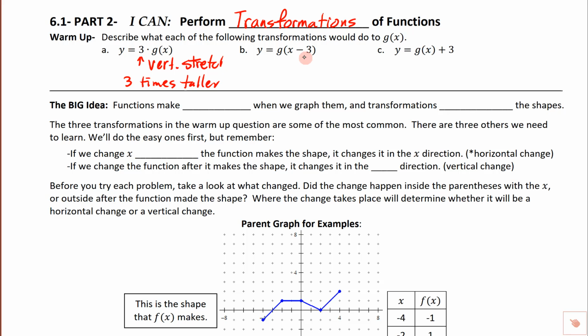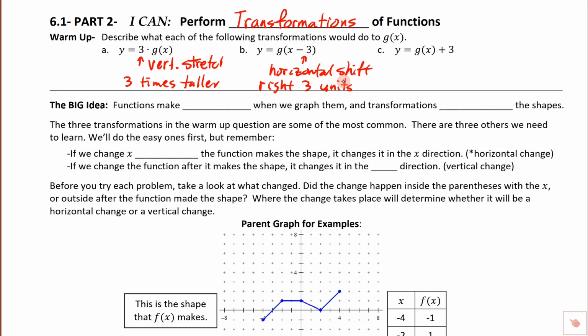Notice that this one is inside. Now, when we change the x before it makes the shape, it does something in the horizontal direction. So we're going to have a horizontal change here, and it does the opposite of what we'd think. You would think that if we're going to move this horizontally, it's going to move it to the left 3 units. It's not. This is going to be a horizontal shift. So this is actually going to move this to the right 3 units. So I'm going to write right 3 units.